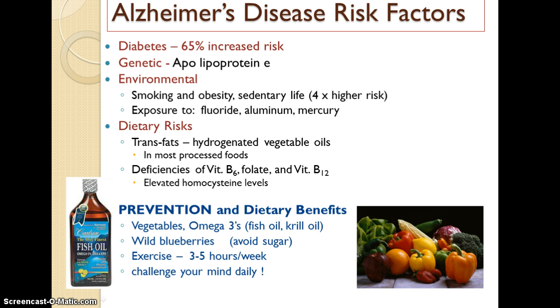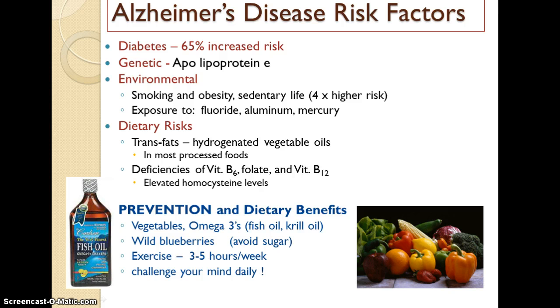Dietary risks are trans fats or deficiency of vitamin B6, folate, and vitamin B12. So what do we see at the nursing home as well? My group I know has seen it, where we are passing vitamin B12 to our patients. So maybe it's helping decrease the progression of their Alzheimer's. Something you could bring up at one of your med passes to impress your clinical instructors.